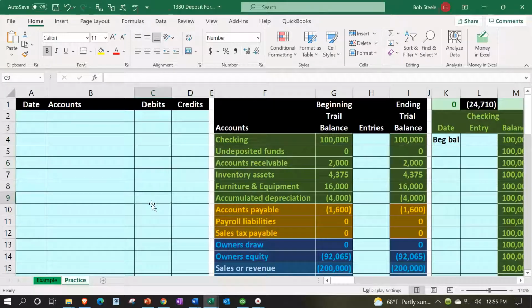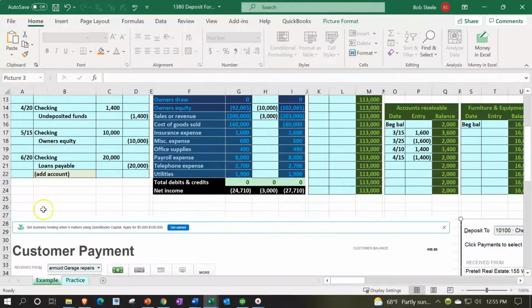Here we are in our Excel worksheet. If you have access to the Excel worksheet and would like to follow along, there are two tabs down below, example and practice. The example tab is in essence an answer key. Let's take a look at it now.